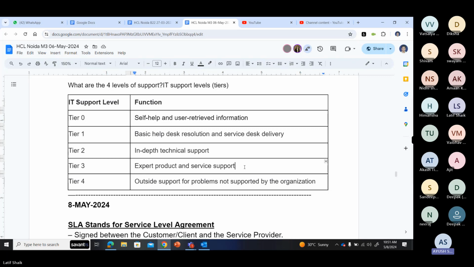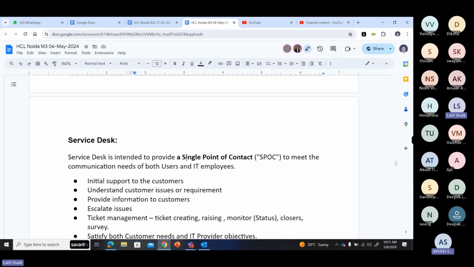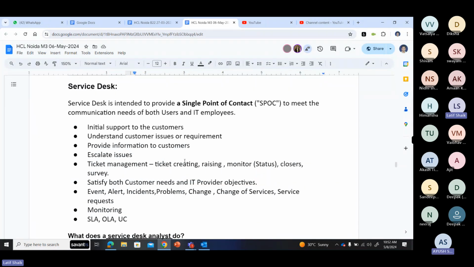Okay, so these are the things, guys. Once again, an important point: what is a service desk? A single point of contact. Okay, and also note this sentence.